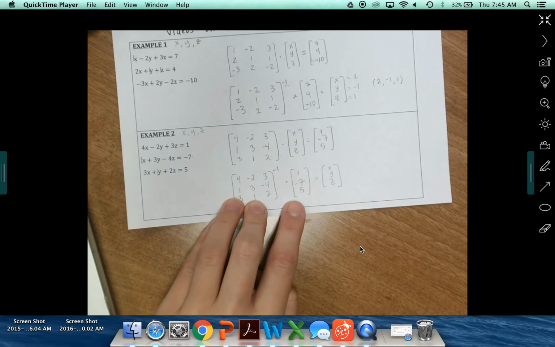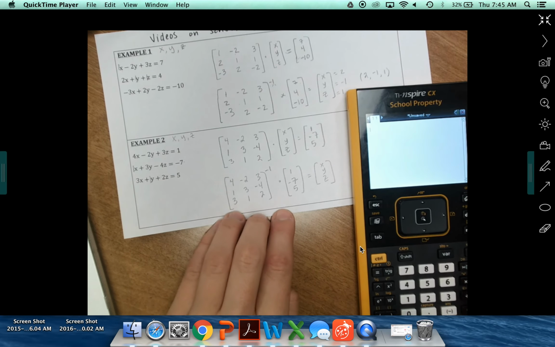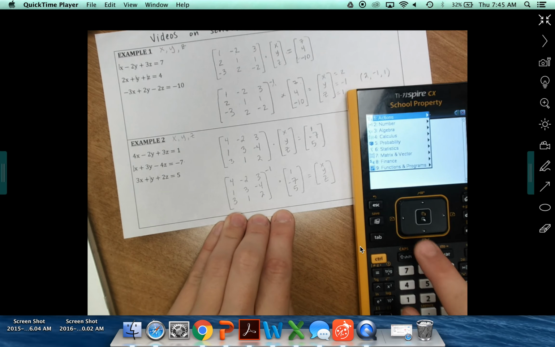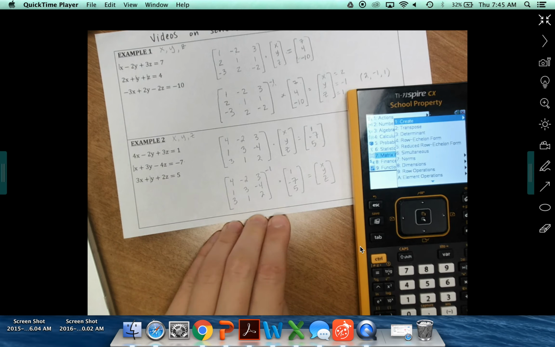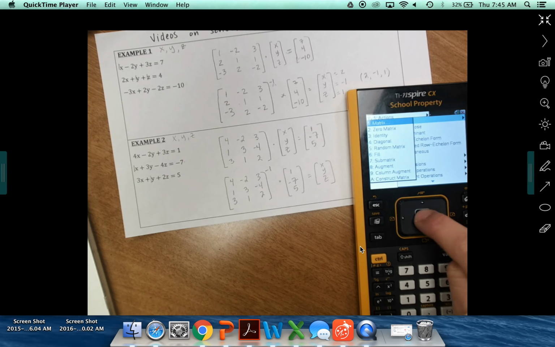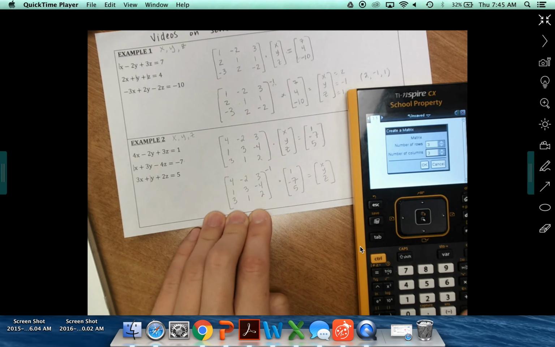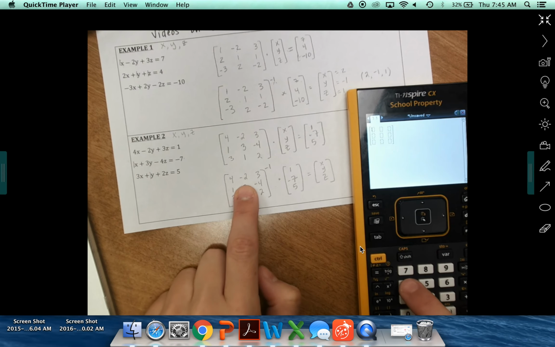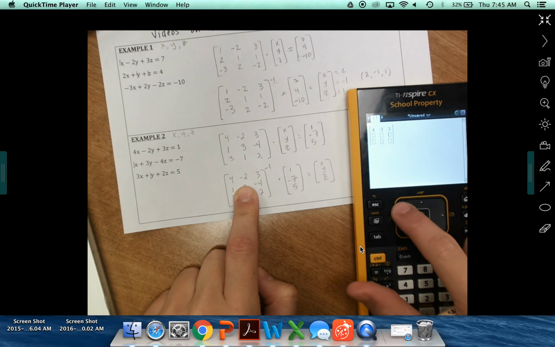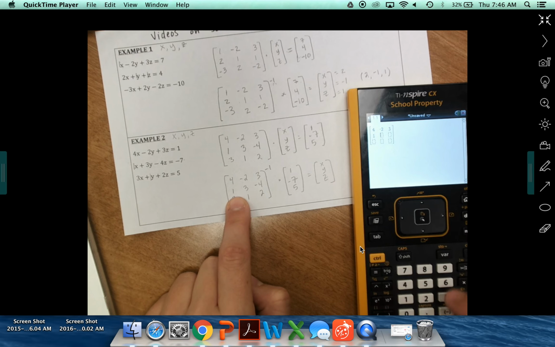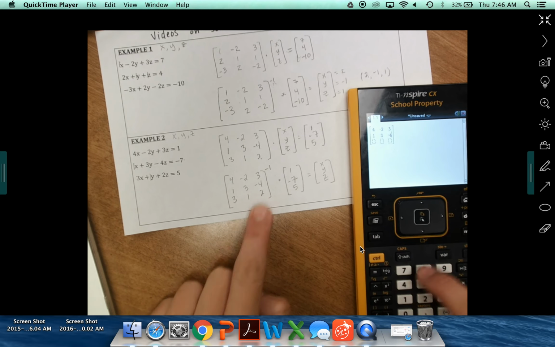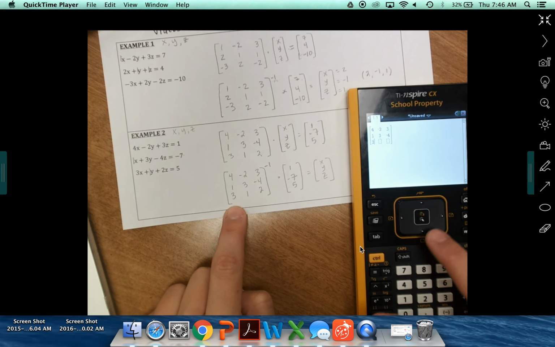Okay, so I've got this set up. I'm ready for my calculator now. So menu, down to number 7. I'm creating a matrix. This first one is 3 by 3. And now I'm good to start typing these in. So I've got 4, -2, 3, 1, 3, -4, 3, 1, and 2.